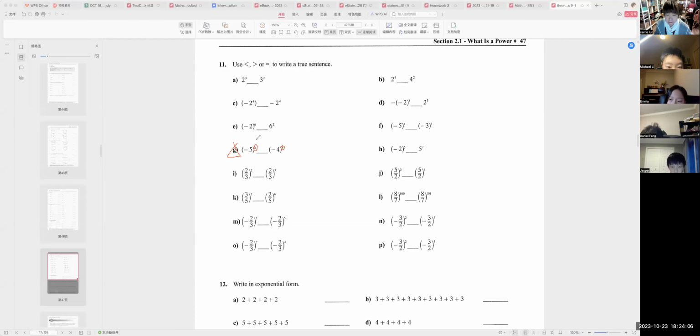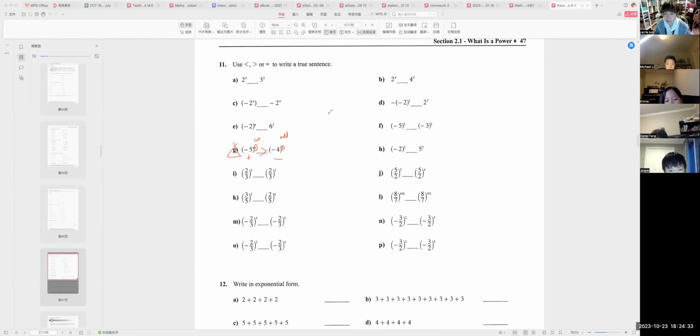That means this one, negative 5, is an even power, and that one was odd. So with the even power, the negative will be positive. And negative 4 is an odd power, so it's still negative. So positive and negative: the first one is bigger.